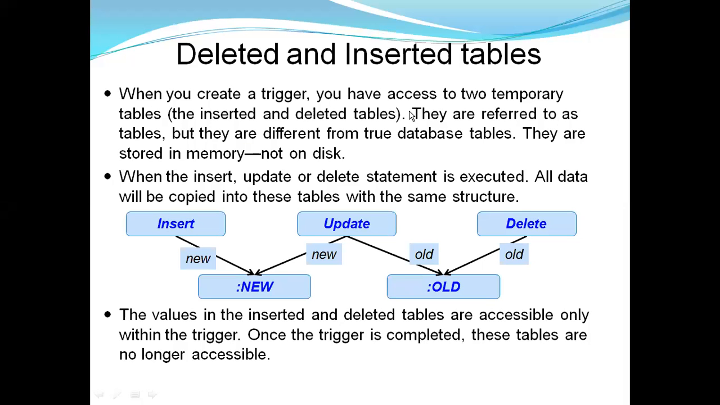So when you create a trigger, you have access to two temporary tables. One is inserted and one is deleted tables. So there is nothing called as deleted. Deleted is nothing but an old value. That's colon old and colon new. Now for insert, there is no old value, so only the new value is available. For delete, there is no new value, so only the old value is available. So it is beneficial only for update. So in update, you have a new value what you are updating, and you have an old value which was existing there. Correct? So based on that, you can have access to the colon old and colon new.